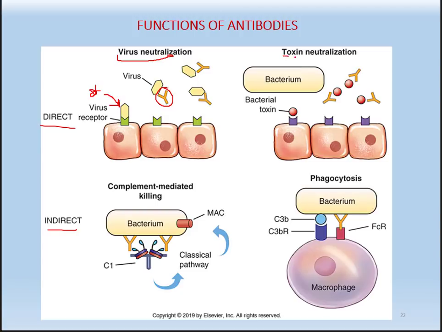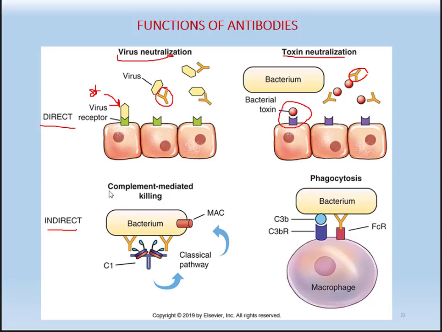Another example would be toxin neutralization. So bacteria have the ability to produce these toxins that can be very damaging to the body. Antibodies that are present in your blood can actually help neutralize these toxins before they become a problem, because if they attach themselves to cells, then they can infect the cells and create many issues. An example of a bacteria that can cause toxins that are problematic is tetanus, for example.